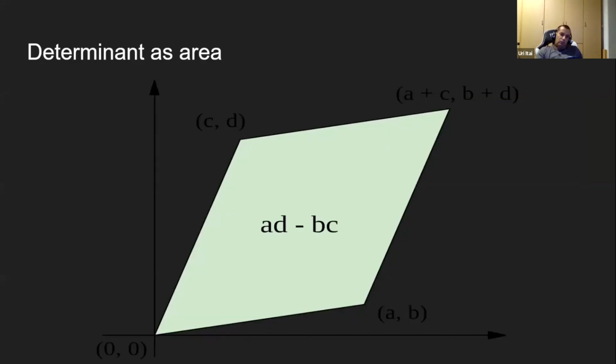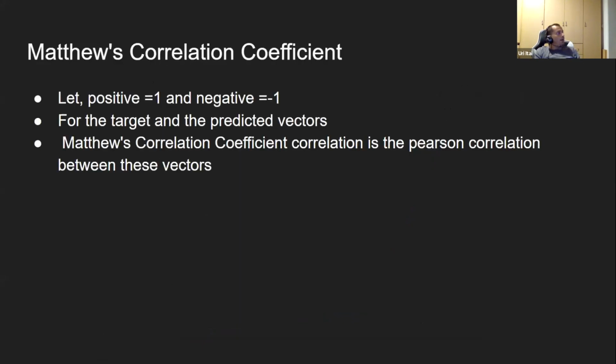Let's go back to the geometry. One of the things I think is a very good idea for all of you is, when you say determinant, think about a 2 by 2, think about an area. Another interesting point of the Matthews correlation is that if you consider your positive to be 1 and your negative 0, the Matthews correlation would be the Pearson correlation of those two vectors.